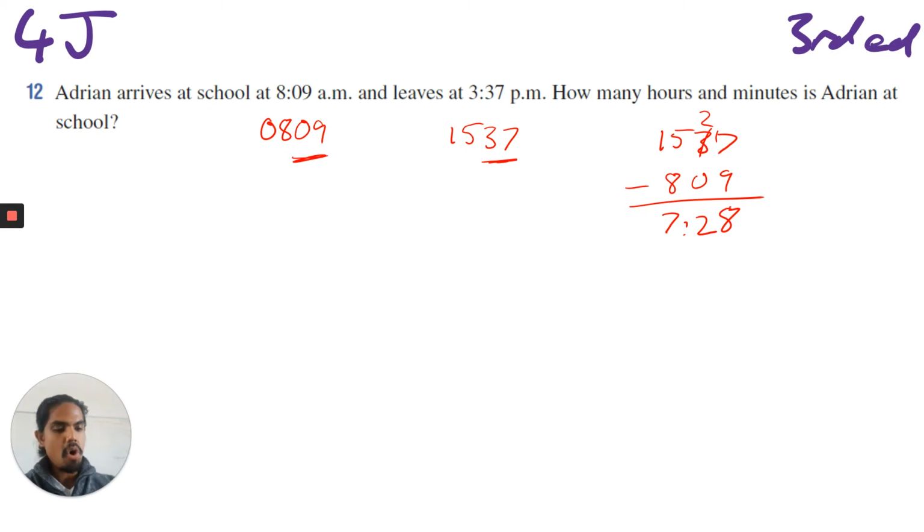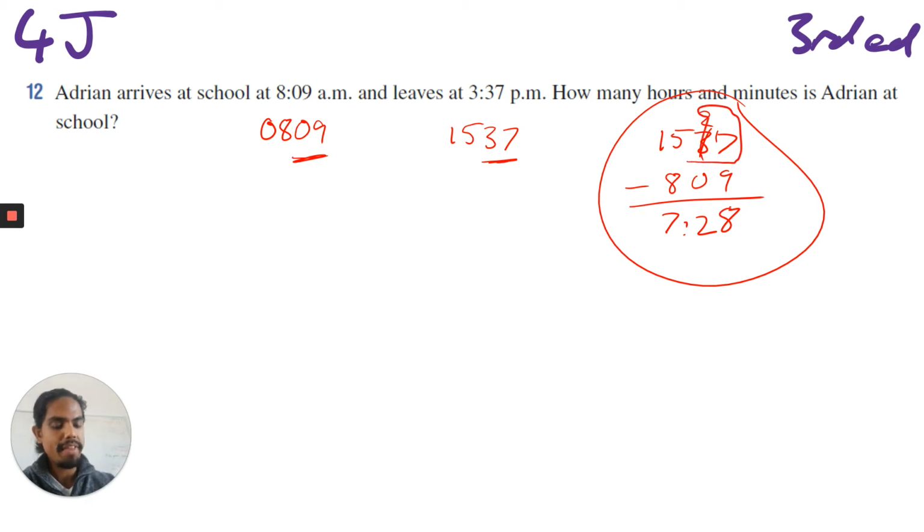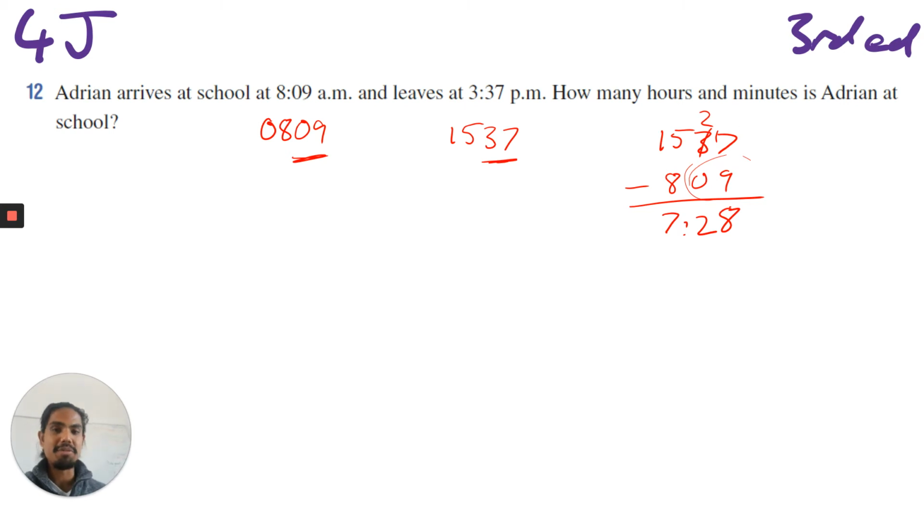Remember, this only works if your second time minutes are more than your earlier time minutes. So it's really complicated. It's best to avoid that. What I suggest doing is start with the earlier time and count up in whole hours for as long as you can. So we can go 8:09.